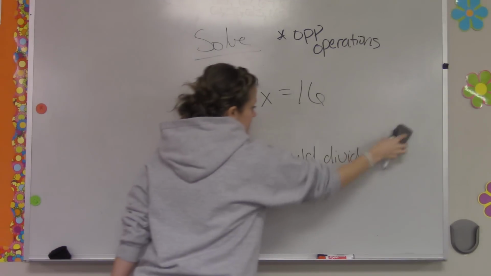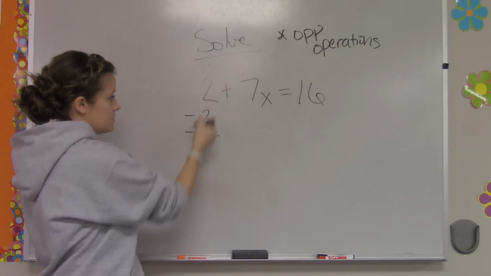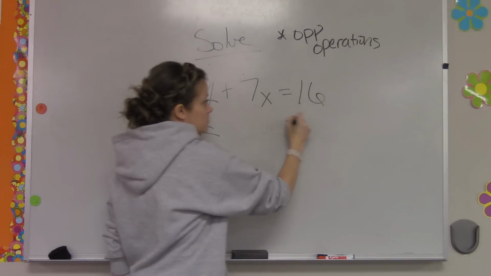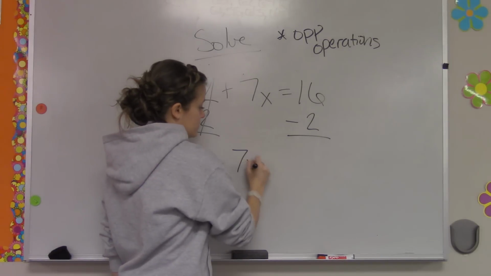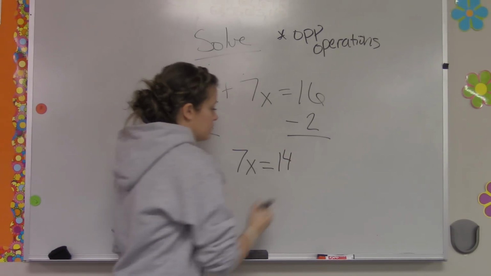So let's use what we said. I said first I would subtract. Because this is a positive 2, you have to subtract the 2 so that it cancels out, and what you do to one side, you have to do to the other. Then you rewrite what you still have, which is 7x equals, and 16 minus 2 is 14.